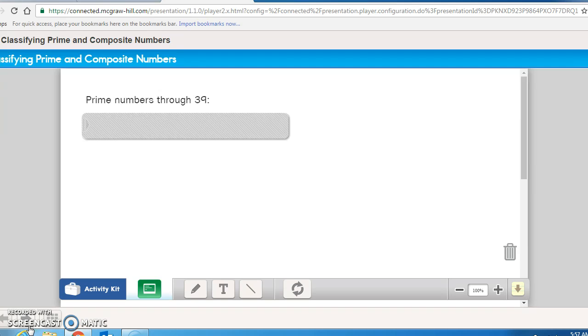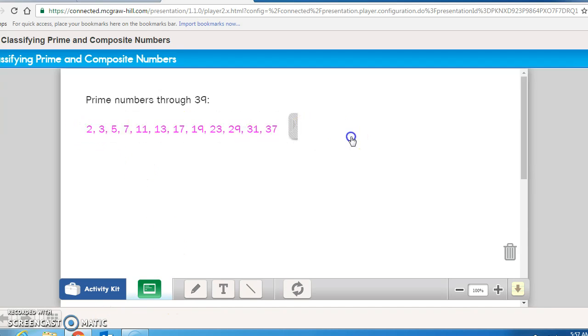So, prime numbers through the number 39. You should know that all of these numbers, the only way you can get them is by multiplying 1 times itself. So 1 times 2 is 2, 1 times 3 is 3, 1 times 5 is 5, 1 times 7 is 7, and so forth. There are no other numbers you can use to get those numbers.